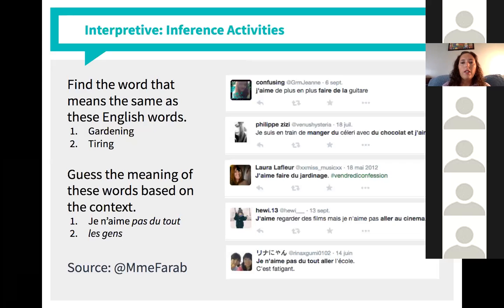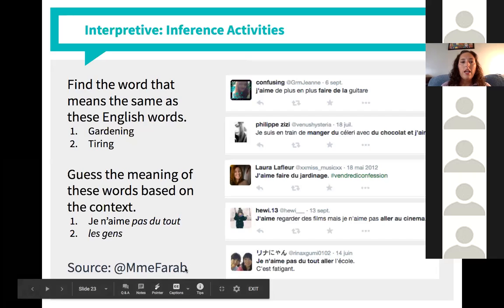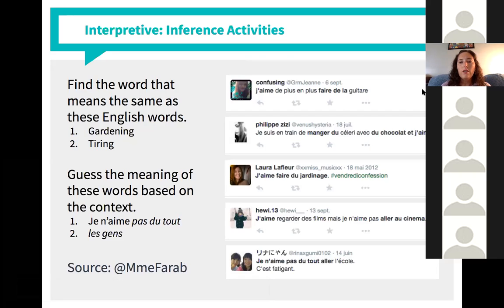Okay, another interpretive activity is just inferring the language that they're reading. This comes from Madame Farbe, and she just took screenshots of each tweet and then said, find the word that means the same as these English words, guess the meaning of these words based on the context of the French.